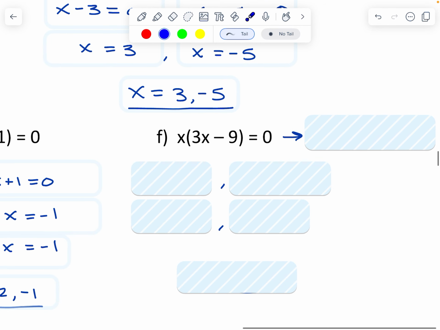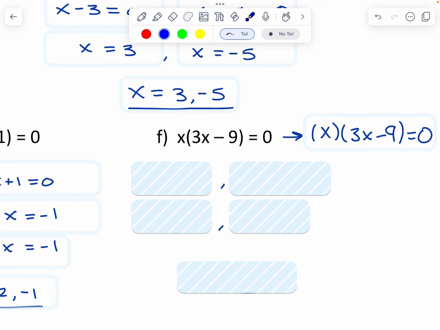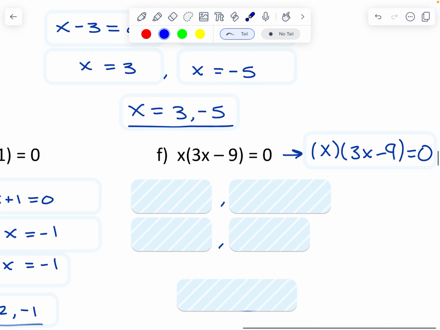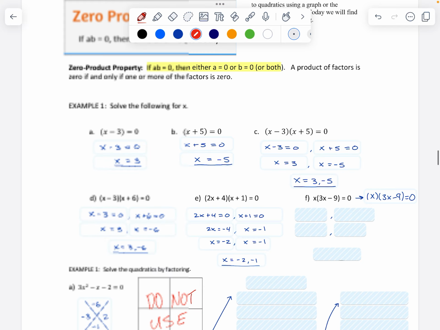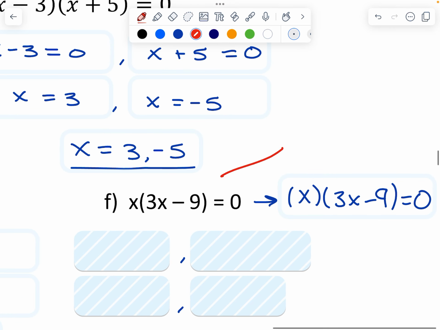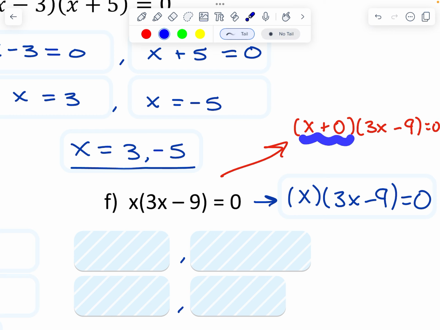For problem F, we can put parentheses around that x. It really doesn't matter. We could also rewrite it in a way that it looks like some of these other ones that we just saw. You could rewrite it x plus or minus, doesn't matter, 0, and 3x minus 9 is equal to 0. It doesn't really matter. This x plus 0 is the same thing as just saying x. So we don't really need to waste our time with that.